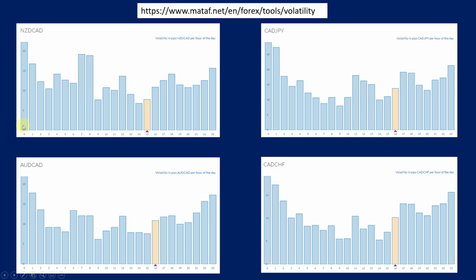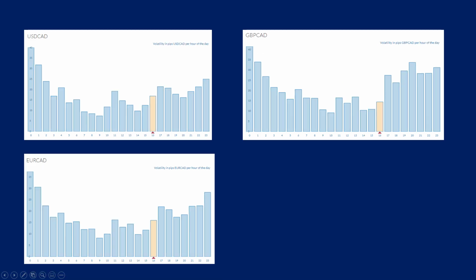And here you can see the New Zealand CAD, major peak over there. CAD GN, major peak over there. Aussie CAD, major peak, and then the CAD franc, major peak. And if we look at the other crosses that there are, the US CAD, big peak, pound CAD, big peak, and then the Euro CAD, big peak. So there we've identified a pattern in the market where the Canadian will always peak at that particular time of day, which is roughly just after the US market has opened. That's when that peak in fact happens.